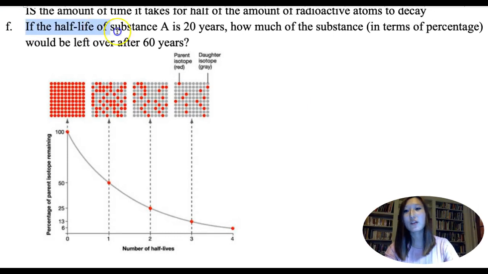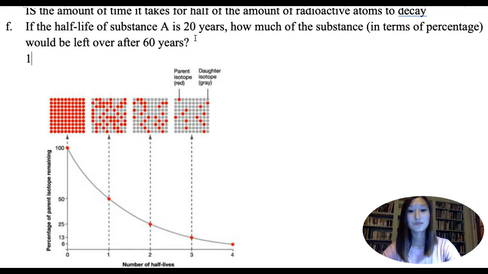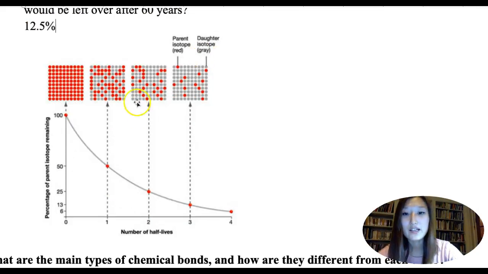So here's a question. If the half-life of a substance is 20 years, how much of the substance will be left after 60 years? Think about this. You have 100%. After 20 years, you would have 50%. After another 20 years, you would have half of that, so you have 25%. And then after another 20 years, you will get half of that, so 12.5%, right? Same idea over here.